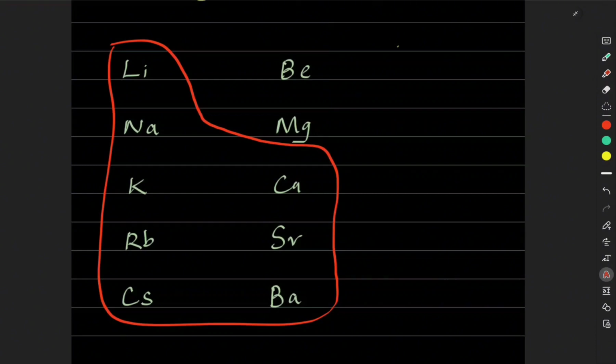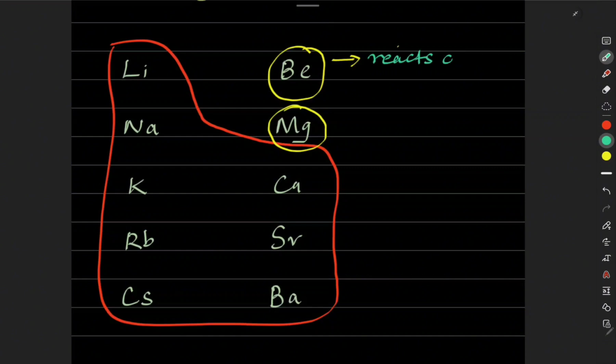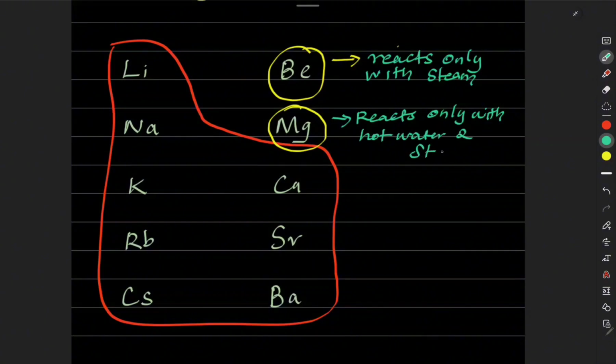These are the divisions, and these two are special cases. Beryllium reacts only with steam. Magnesium reacts only with hot water and steam.